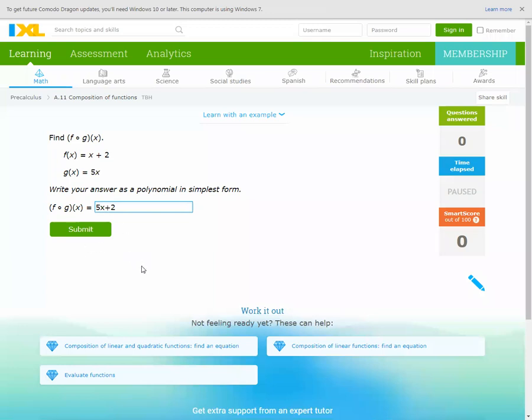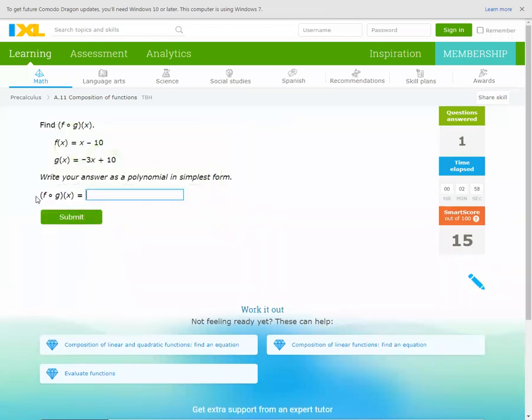That's it. Once again, first step, asking what's the rule of f of x? It's x plus 2. And then replacing x with the second letter, it's g, and its rule is 5x. So I have to take 5x and put it here instead of x. That's all. And now submit.